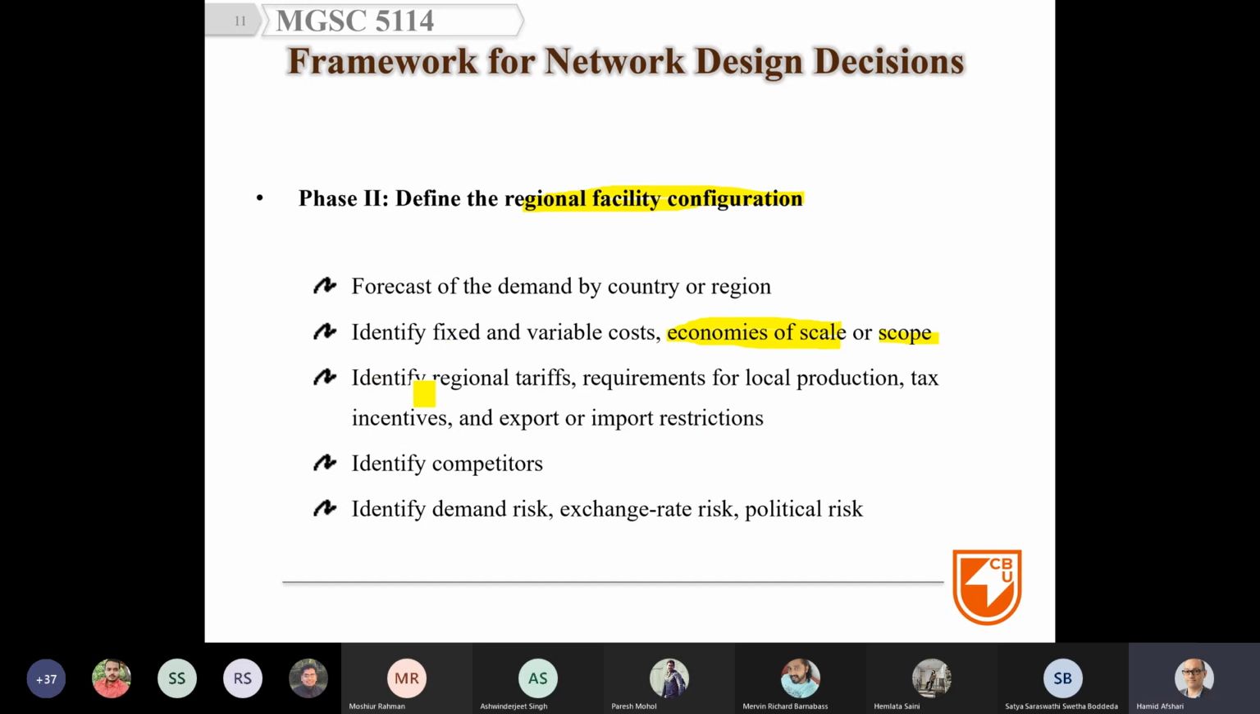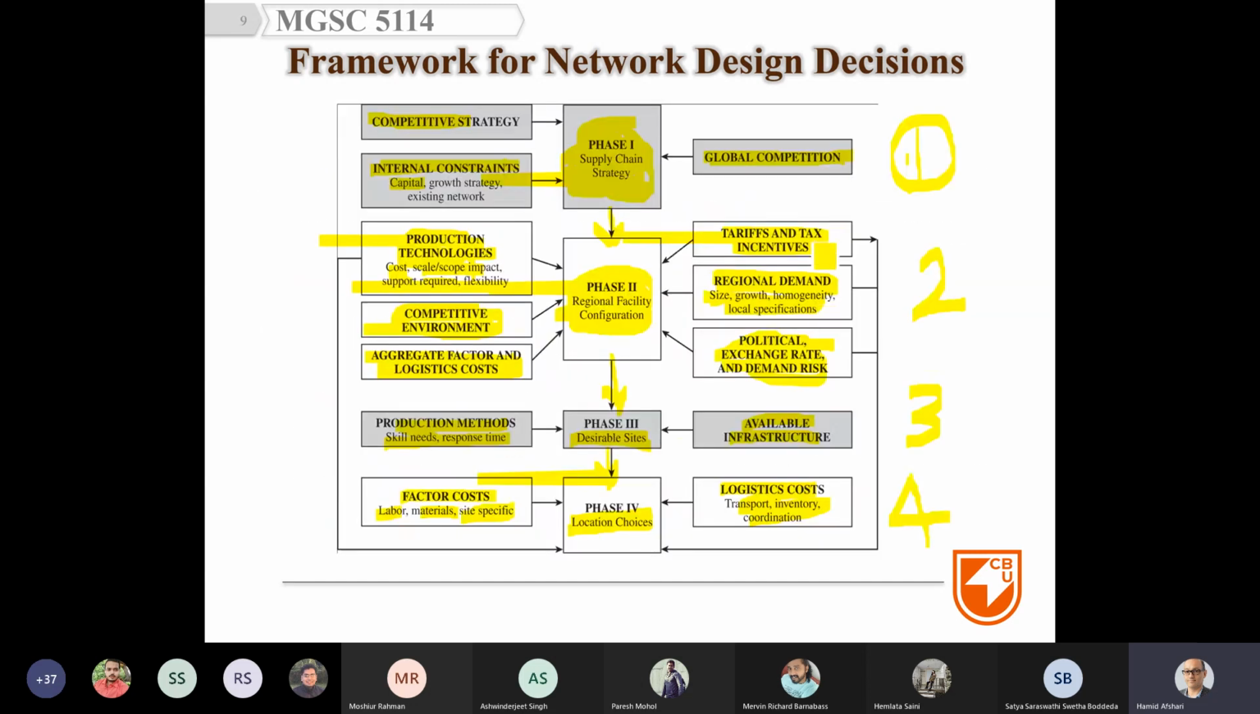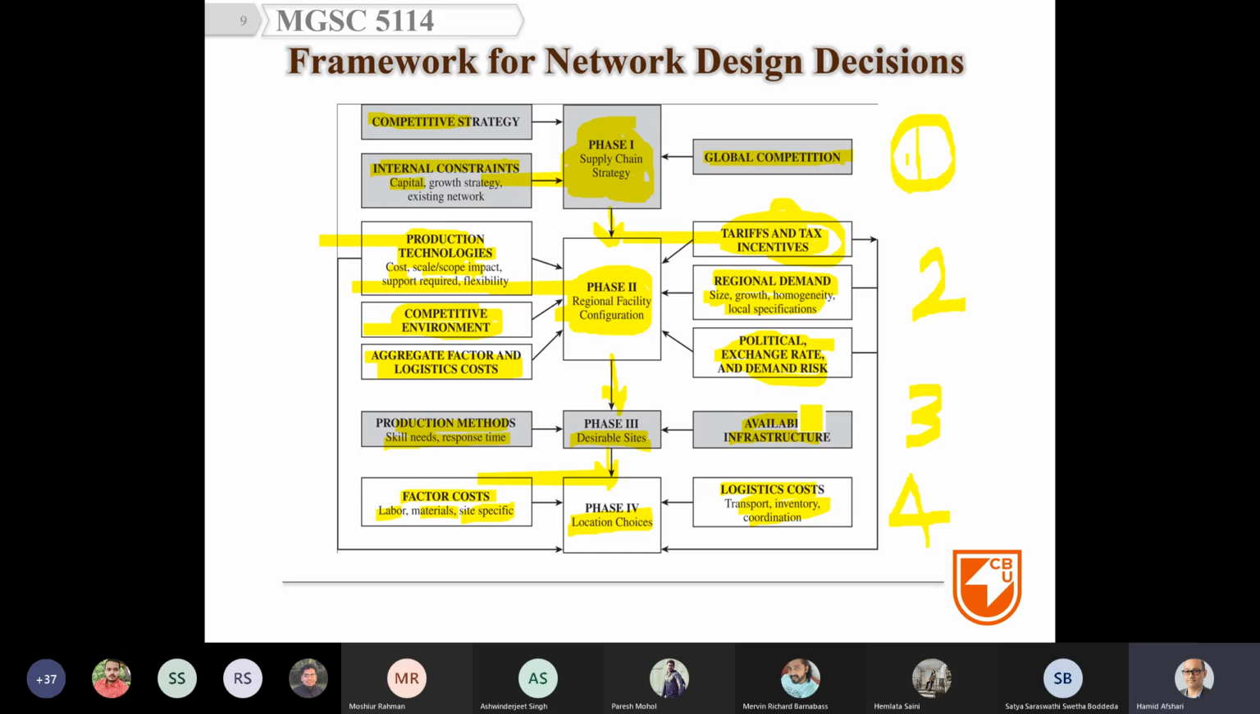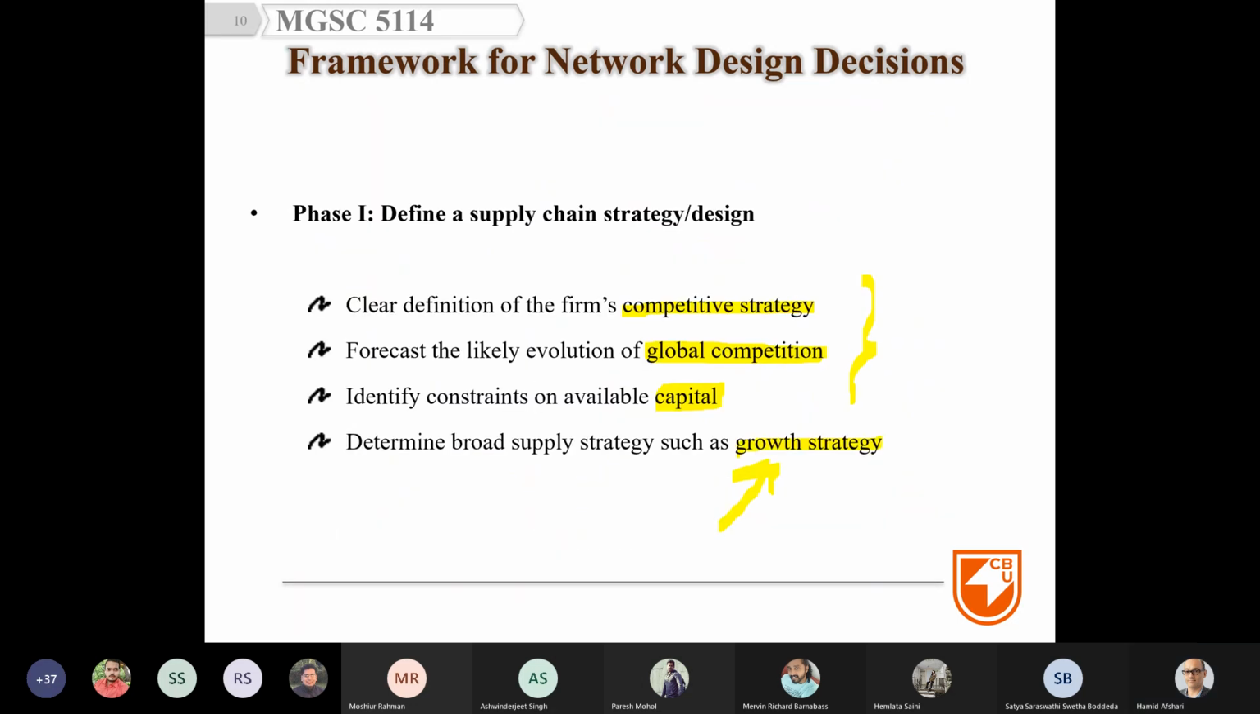What is the next factor? Identify regional tariff requirements for local production, tax incentives, export and import restrictions. This is exactly what we discussed here. These are the factors that we reviewed in phase number 2. Identify competitors. Who are your competitors in the new market? When you want to enter new markets, who are the people that you should expect some challenges with? And finally, identify risk, exchange rate, and political risk. This is exactly what we discussed here.